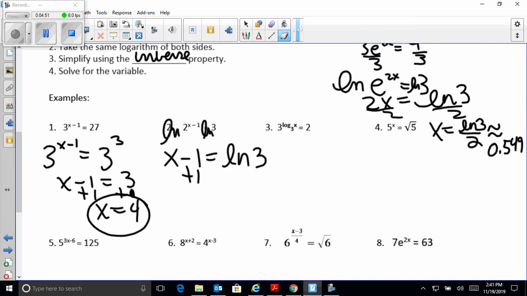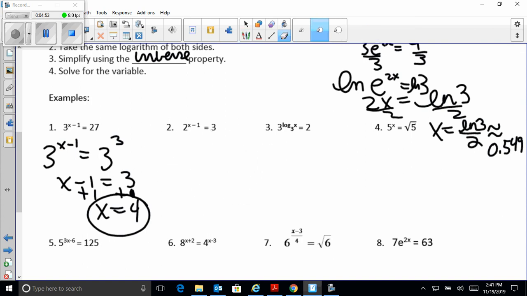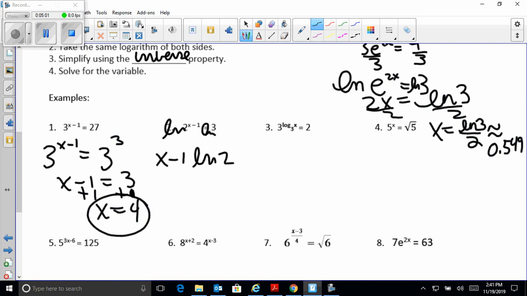Oh, let me erase that. I left out the 2 there. Natural log. So this is going to be x minus 1 natural log of 2, that wasn't an e. I guess I could have taken the log base 2, that might have worked a little bit better. And that equals natural log of 3.